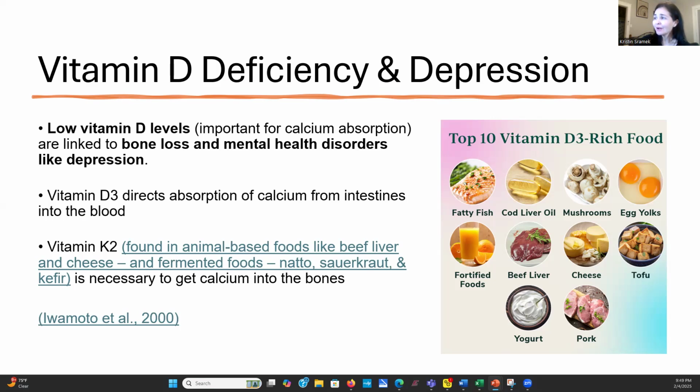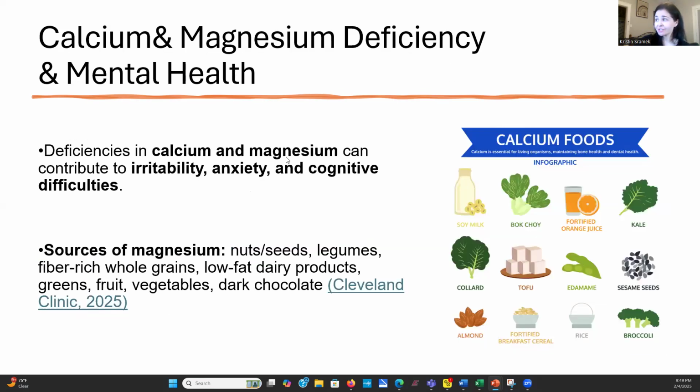Next up, we have calcium and magnesium deficiency. So deficiencies in calcium and magnesium can contribute to things like irritability, anxiety, and cognitive difficulties. So directly related to mental health. And some places that you can get magnesium are from nuts and seeds, legumes, which are like beans or bean-like foods like lentils and there's a whole kinds of beans, right? Not just pinto beans. We also have like lima beans and white beans and black beans. There's all different kinds of beans.